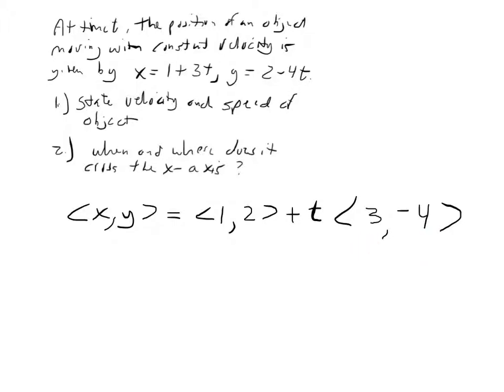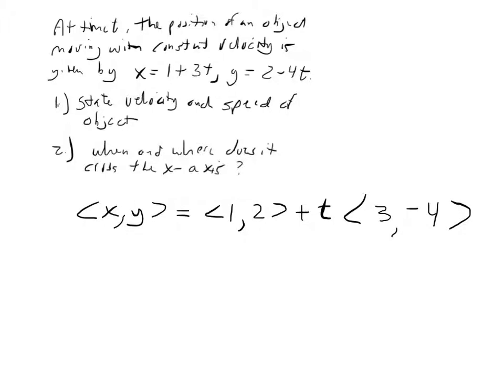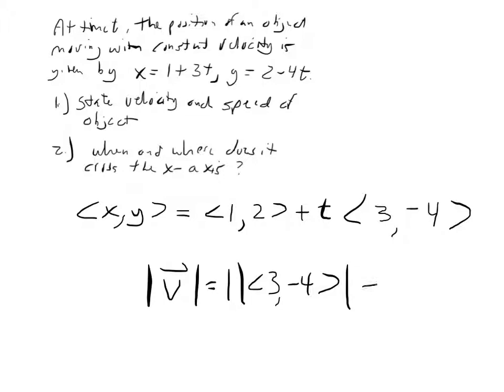So my velocity vector, after letting t be 1 unit, is indeed going to be (3, -4). If that's my velocity vector, my speed is defined to be the absolute value of velocity, and so my speed, the absolute value of the vector (3, -4), is going to be the square root of 3 squared plus 4 squared, or 5.